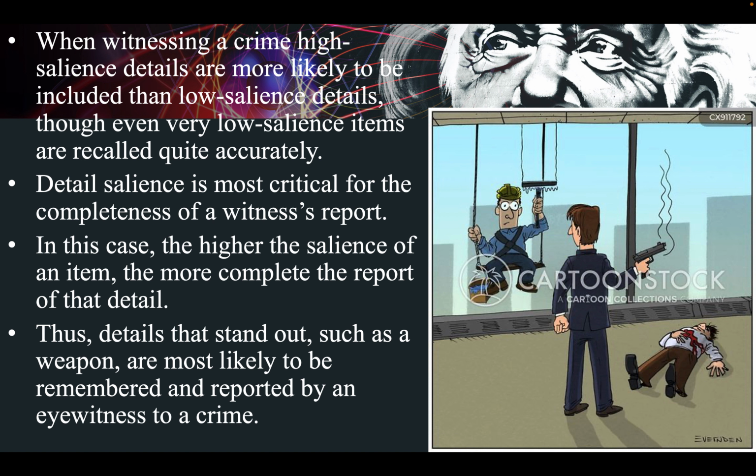When witnessing a crime, high salience details are more likely to be included than low salience details, though even very low salience items are recalled quite accurately. Detail salience is most critical for the completeness of a witness report. In this case, the higher the salience of any item, the more complete the report of that detail. Thus, details that stand out, such as a weapon, are most likely to be remembered and reported by an eyewitness to a crime.